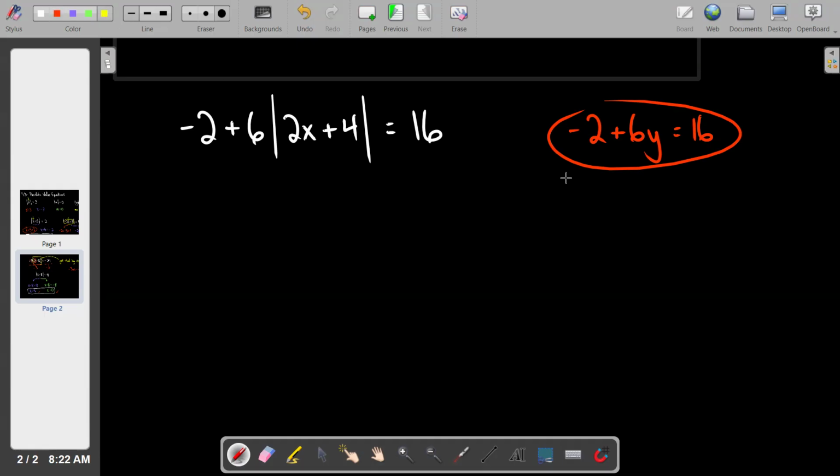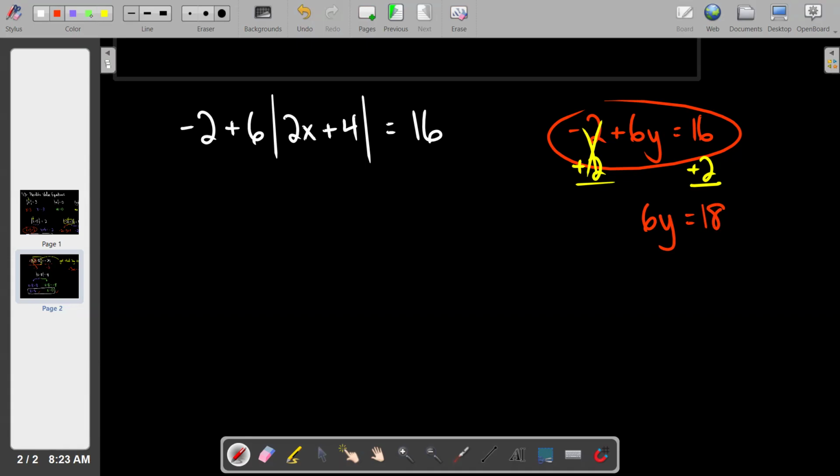We would get rid of this by adding 2 to both sides, right? We know how to solve equations. We undo the plus or minus first. We undo the times or divide last. So in this equation, we would be left with 6 times the thing we're trying to get by itself equals 18. I see no reason to treat this white equation any differently.